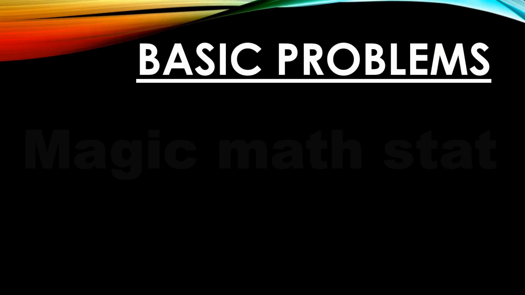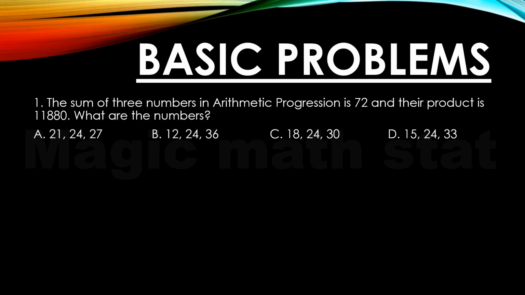Let's see some basic problems. The sum of three numbers in arithmetic progression is 72 and their product is 11,880. What are the numbers? Now in this case, we have to first assume the terms of AP. Normally we do that as a, a plus d and a plus 2d. But in this case, I have taken a minus d, a and a plus d. Why is that? You will understand in a little bit.